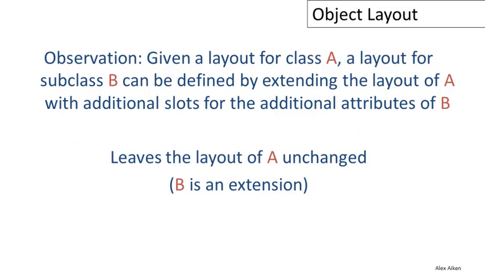Now we're ready to talk about how inheritance works. So the basic idea is that given a layout for a class A, a layout for a subclass B, so this is a subclass of A, can be defined by extending the layout of A. So we don't need to move any of the attributes of A. We can just add more fields onto the end of A's layout. And so that's going to leave the layout of A unchanged, which is a great property, because this is how the position of an attribute in the A object will always be the same for all the subclasses. So essentially, once we decide where an attribute lives in a class, it will never change for any of the subclasses of that object. So B is just going to be an extension of the layout of A.